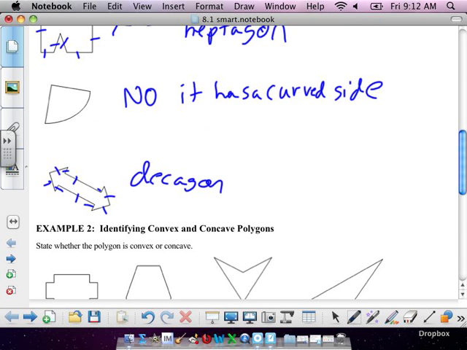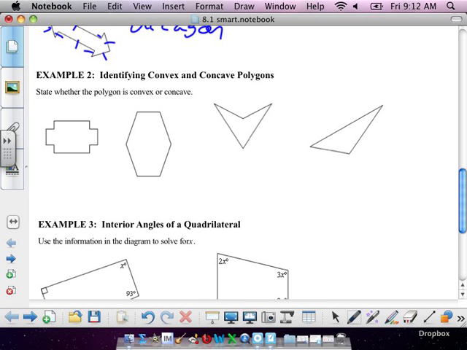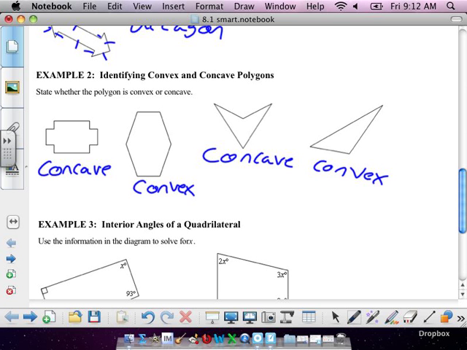Okay. Now for example 2, we're going to state whether the polygon is convex or concave. First one, convex or concave? Concave. Next one? Next one? Last one. All right, let's look at example 3.